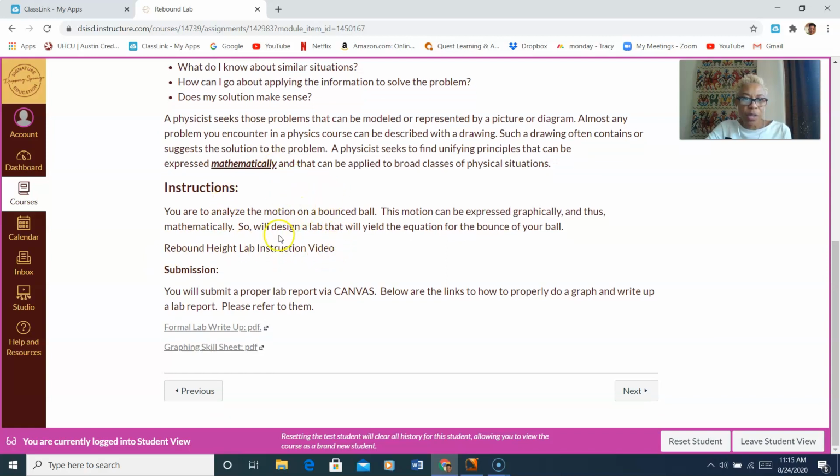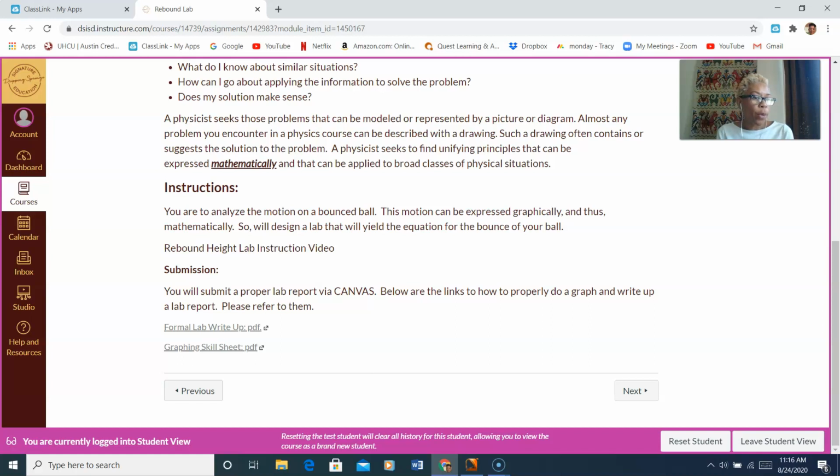So here's some basic instructions. So let's talk about what you're going to do. Hopefully you've collected your bouncy ball and your measuring device over the weekend. So what you want to do is take the ball and release it from various heights, and then you're going to collect various rebounds. And you're only going to let it bounce once.